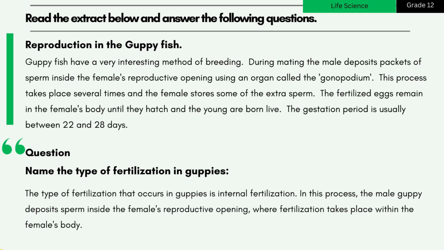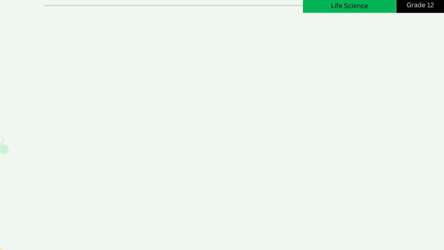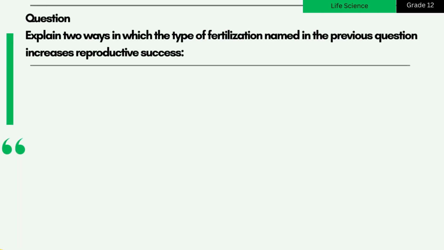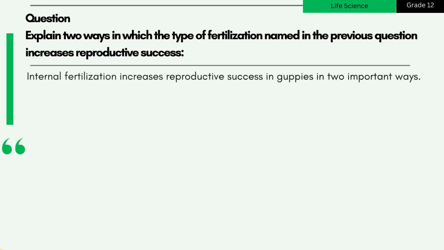The type of fertilization that occurs in guppies is internal fertilization. In this process, the male guppy deposits sperm inside the female's reproductive opening, where fertilization takes place within the female's body. Question: explain 2 ways in which the type of fertilization named in the previous question increases reproductive success.